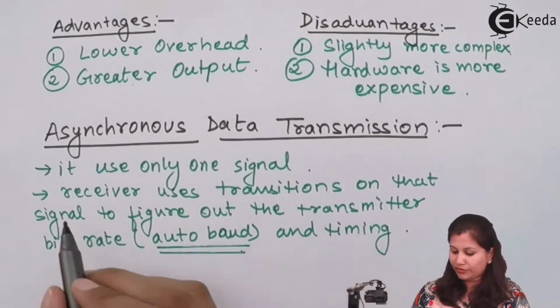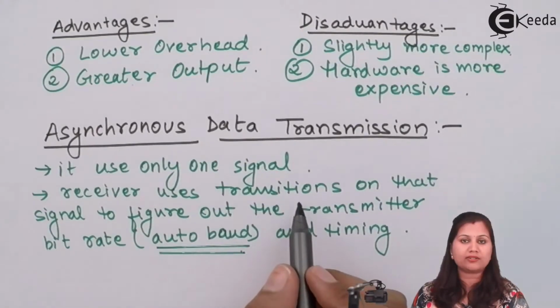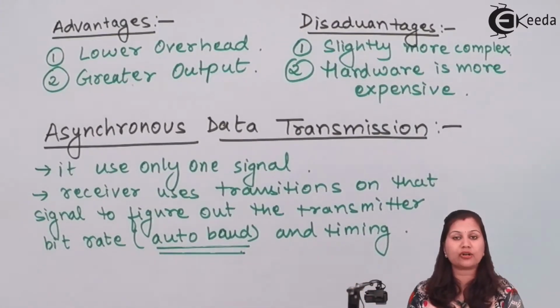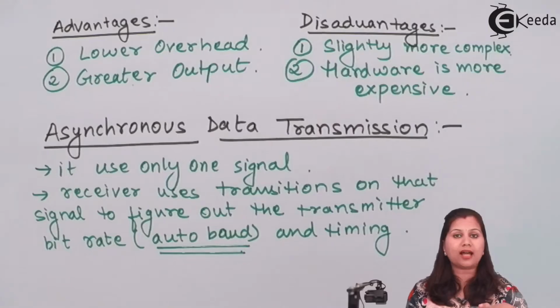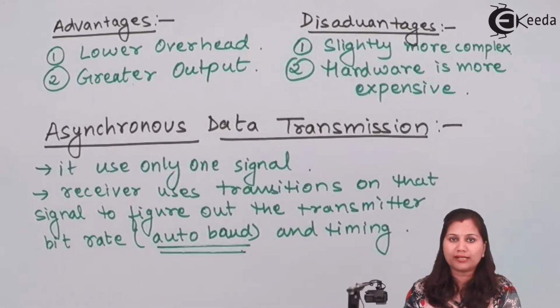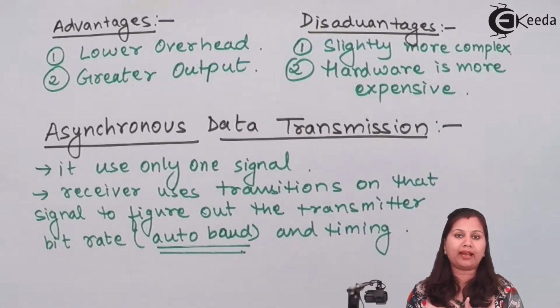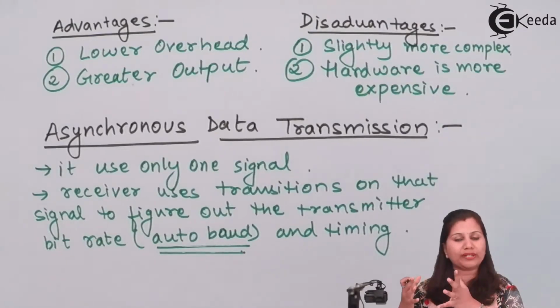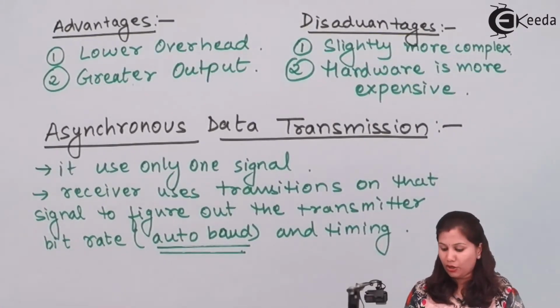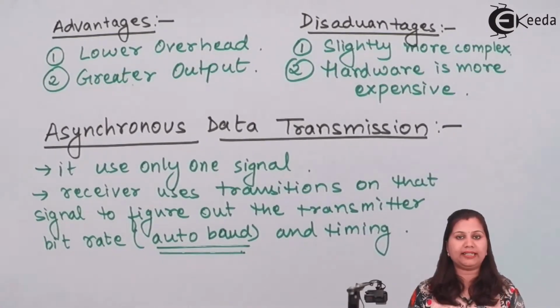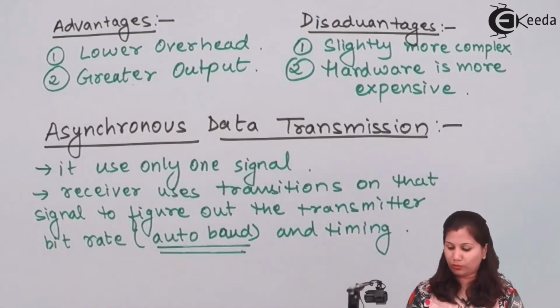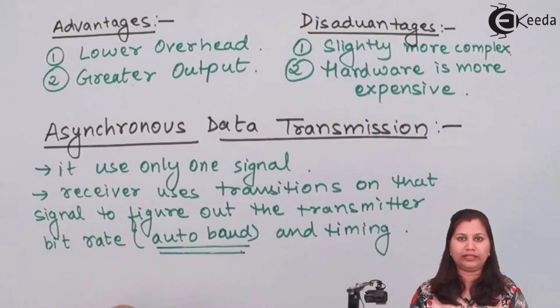So the receiver is going to use those transitions to find out the transmitter bit rate, that is, at what speed the data is transmitted by the transmitter. According to that bit rate, it is going to determine what the beginning and what the end of that data is. So all the information is contained in that one single signal only. Okay.